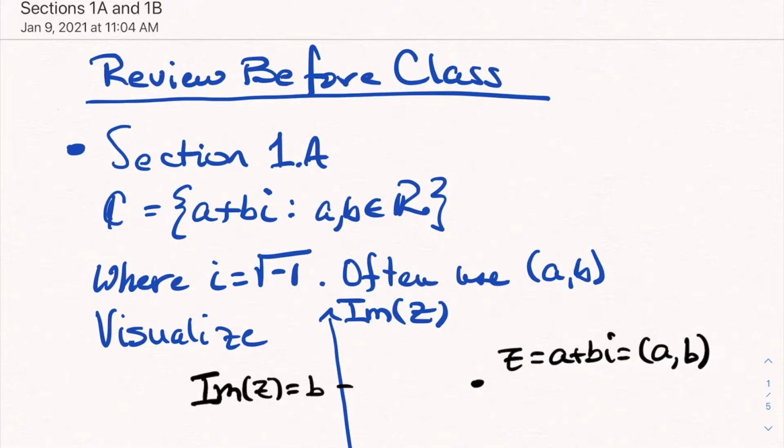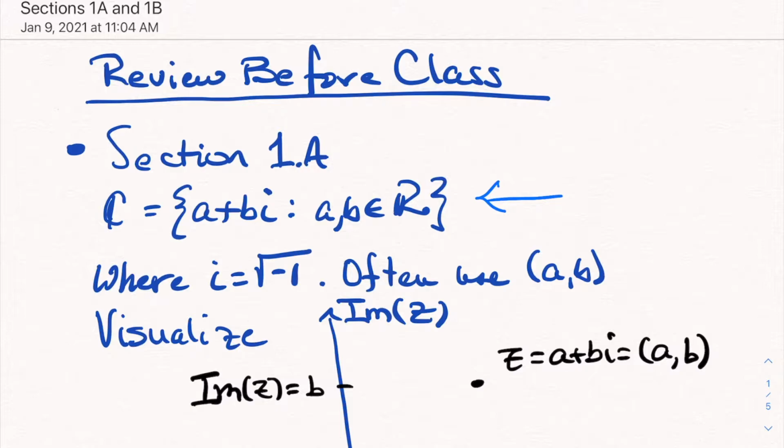Before class, you should review section 1.A. It's a discussion about complex numbers, and everyone should know what those are, but there's the set definition that you see in front of you here. And of course, i is our square root of -1 that we've come to know from high school algebra class.